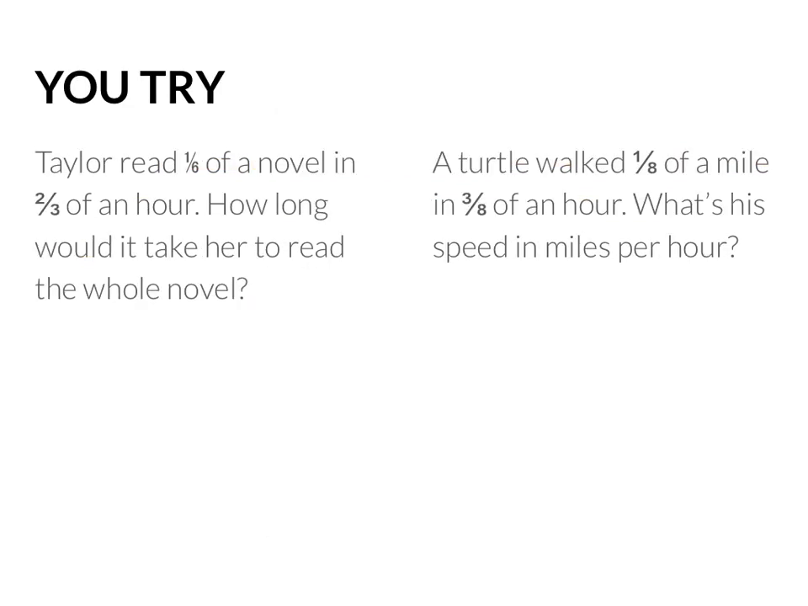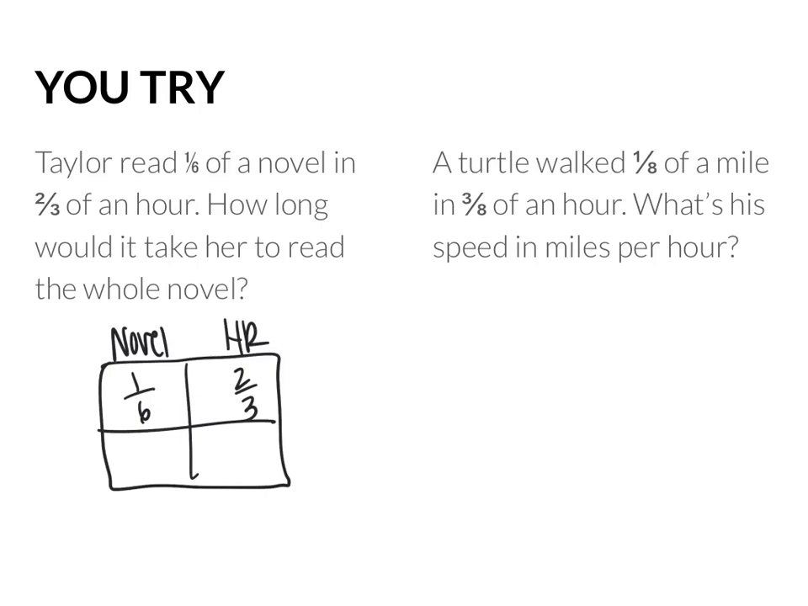You don't need to copy the you try. You just need to try them on your own and then play and check your answer. Ready? Taylor read 1/6 of a novel in 2/3 of an hour. How long would it take her to read the whole novel? So if it's 1/6 of the novel, to get to 1 whole novel, I have to multiply by 6. That gives me 2/3 multiplied by 6/1, which is 12/3, which is 4 hours.